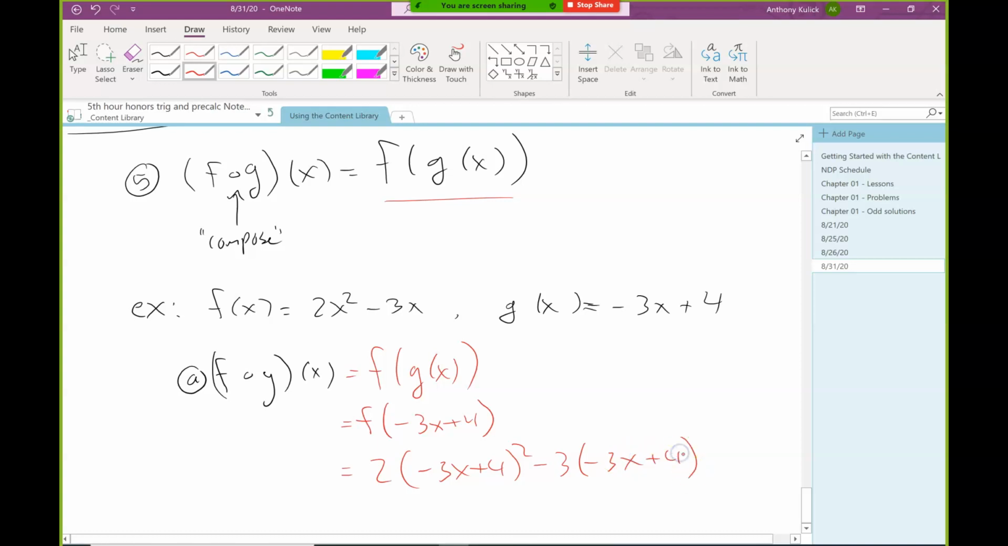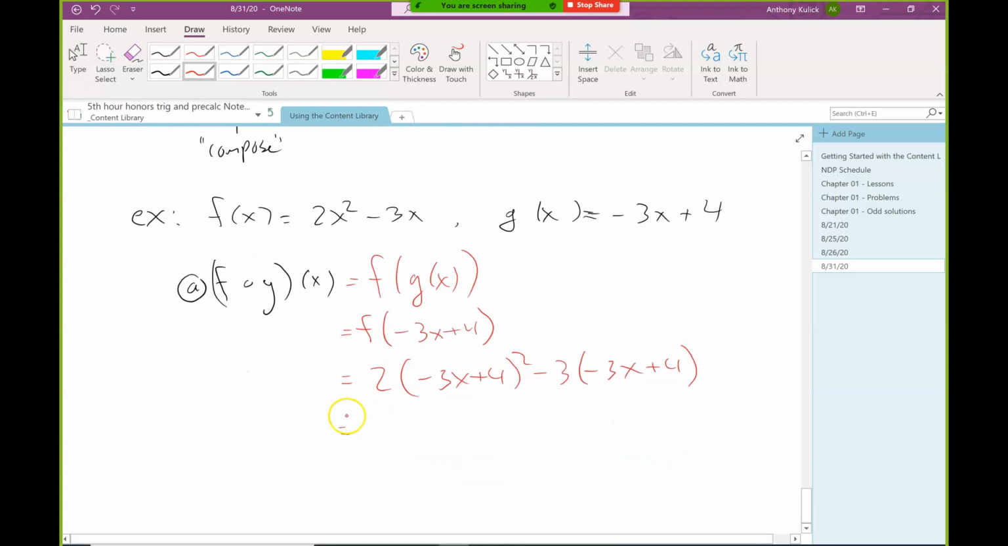So there were two places where I saw an x in my f of x. In each of those locations, I just took out the x and replaced it with that negative 3x plus 4. Is everybody okay there? Okay. Now let's simplify this down a little bit, because there's definitely some stuff I can do.